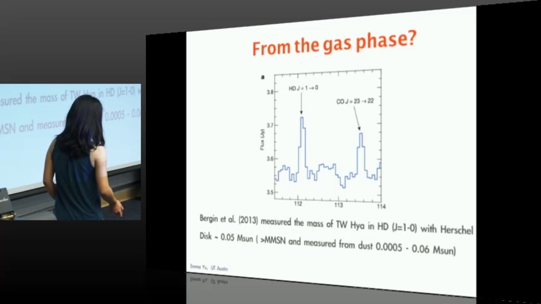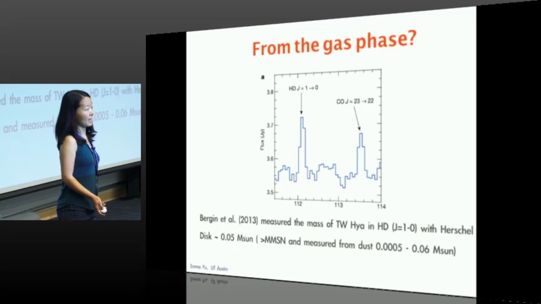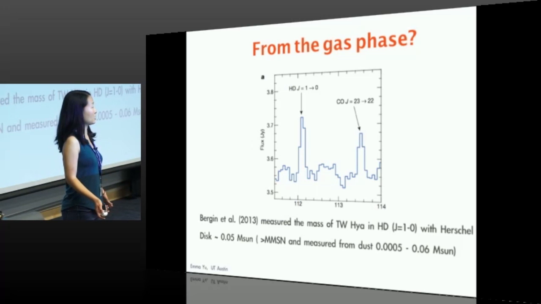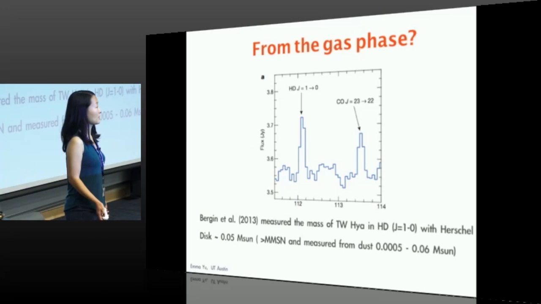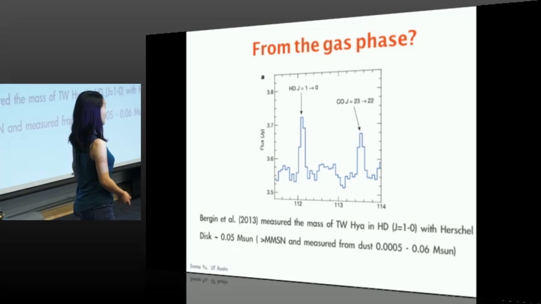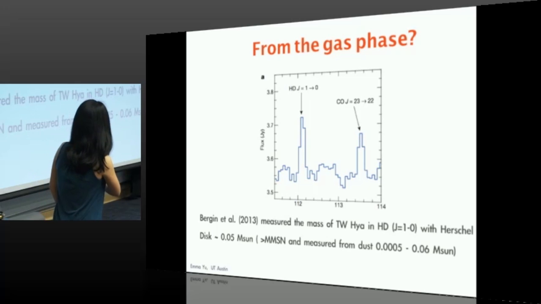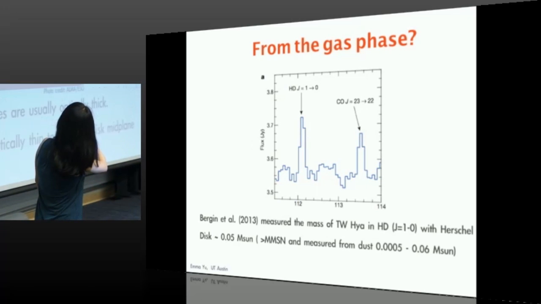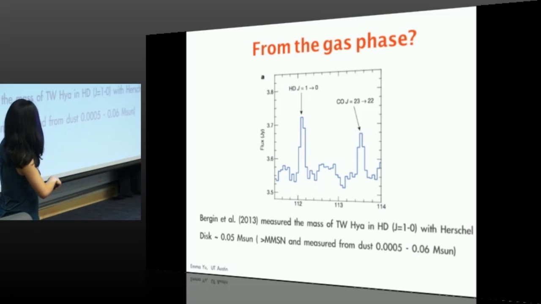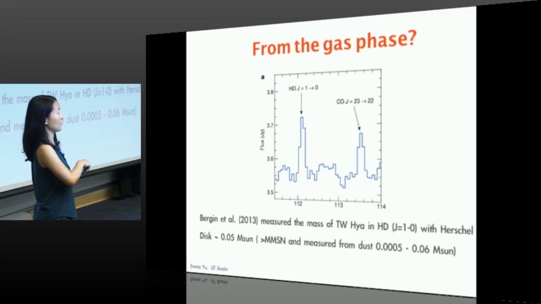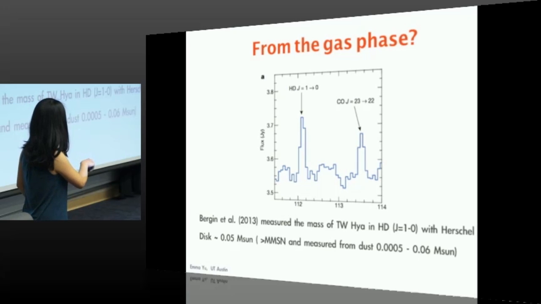So turns out 99% of the disk mass is in H2 gas. So ask the question, what if we measure the disk mass directly from the gas emission? The problem is H2 doesn't have an electric dipole moment, so it doesn't emit in typical protoplanetary disk environments. So this has been done once with HD emission by Herschel. Bergin et al. measured the HD emission level, and then they estimated the disk mass to be roughly 0.05 solar mass, and that's more massive than a lot of estimates made from dust emission.